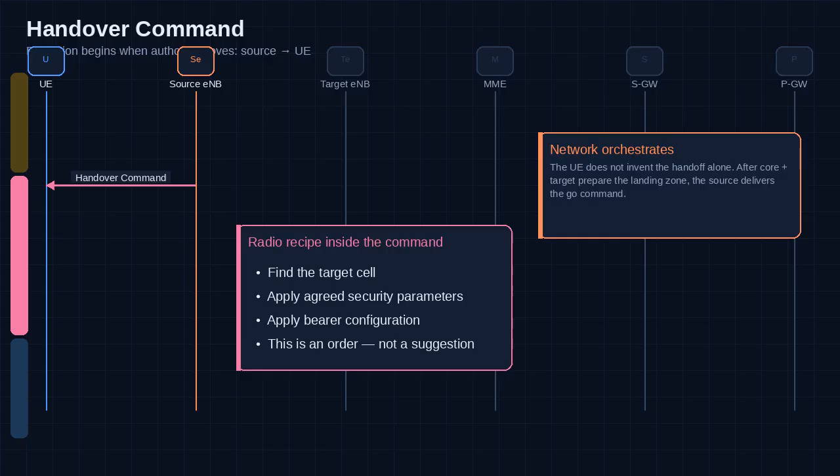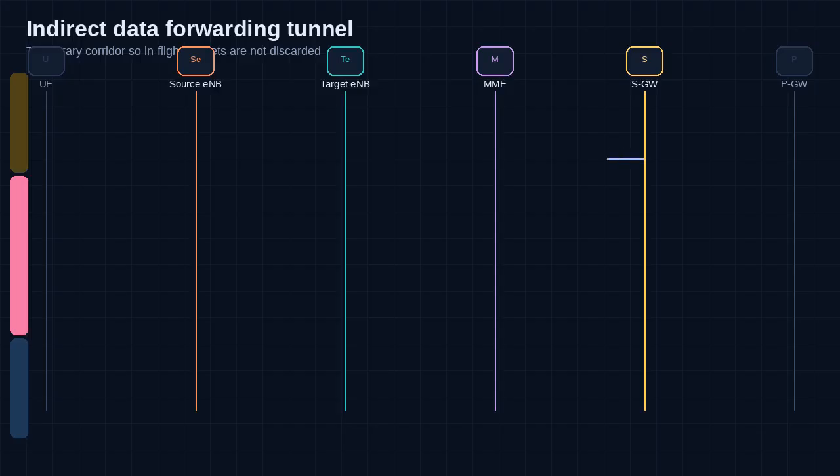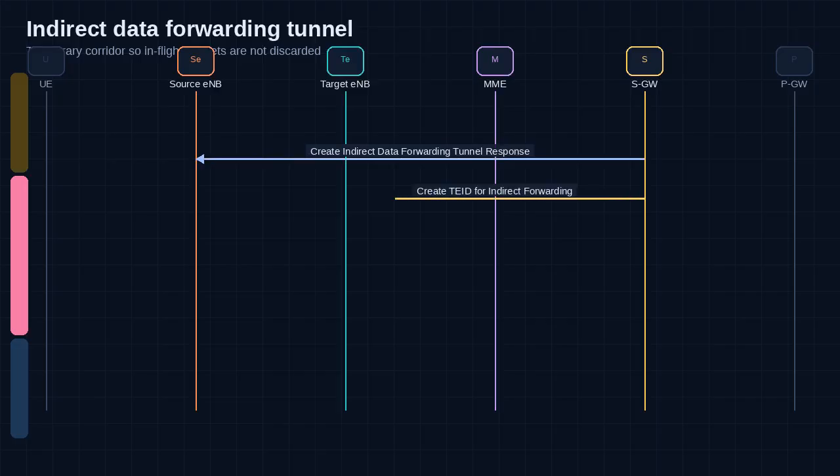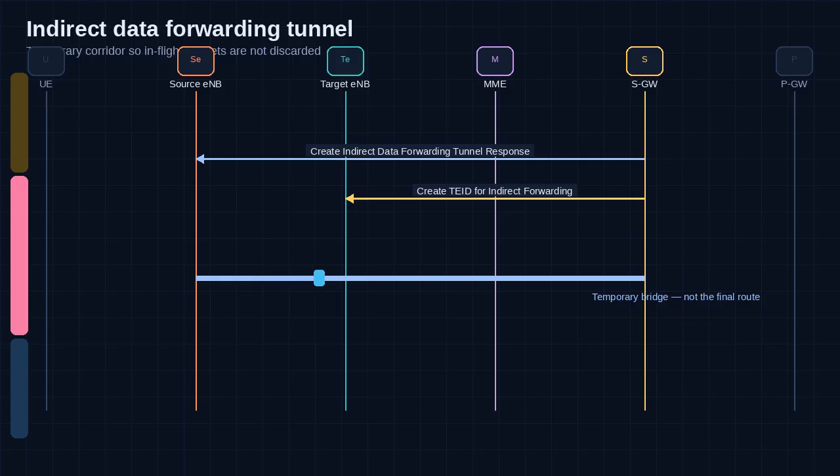Source to UE, go. Now the continuity problem gets concrete. Downlink packets may still be racing toward the source ENB while the phone is about to leave. If those packets die on the old radio link, the call glitches. The network's answer is a temporary bridge, an indirect data forwarding tunnel.